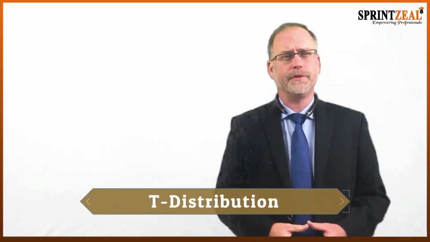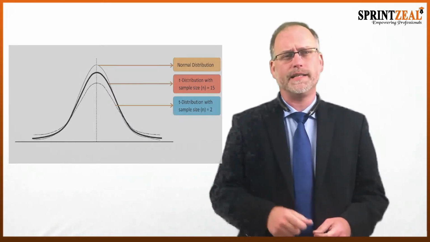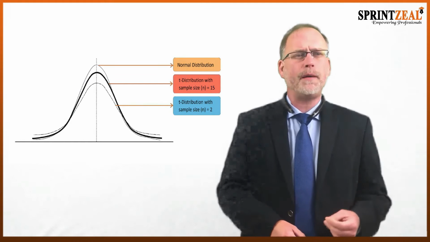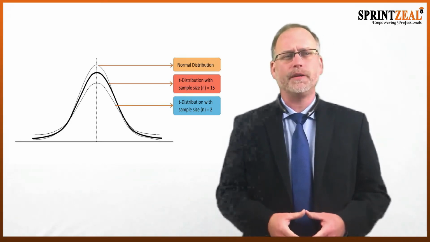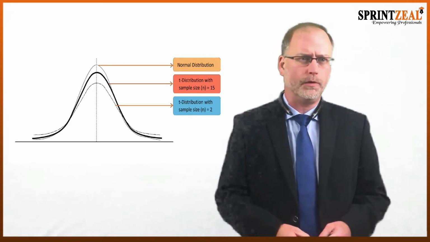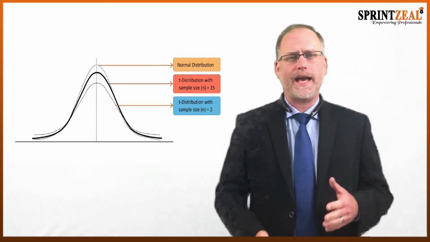So a t-distribution is most appropriate to be used when the sample size is less than 30, when the population standard deviation is not known, and when the population is approximately normal. Now the t-distribution approaches normality as the sample size increases.